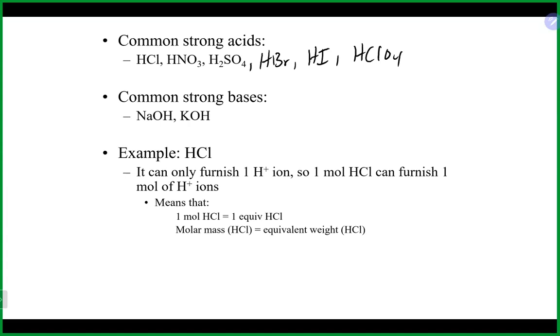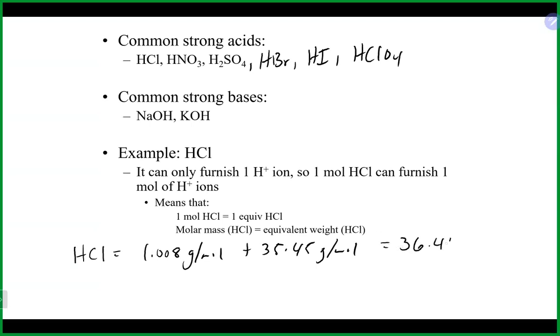As I showed on the last slide, HCl can only give away 1 H plus, which is referred to as being monoprotic. It has 1 proton to give. That means 1 mole of HCl is equivalent to 1 equivalent of HCl. So the molar mass will be the same as the equivalent weight because it's a 1-to-1 relationship. For HCl, that is 1.008 grams per mole plus 35.45 grams per mole. If we add that together, that gives us our molar mass of 36.46. Once again, that's our molar mass.